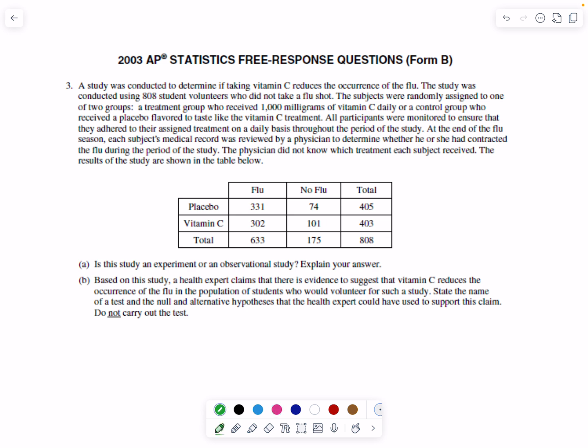So we have a study conducted in taking vitamin C reduces occurrence of the flu. The study was conducted amongst 808 students, volunteers who did not take a flu shot. So that's my population. The subjects were randomly assigned. Okay, we've got our random, that's our R, to one of 2 groups, a treatment group who received, and notice it says treatment literally in here.